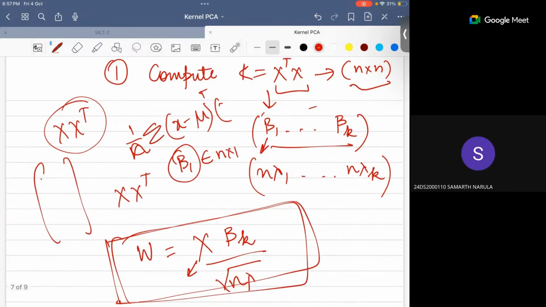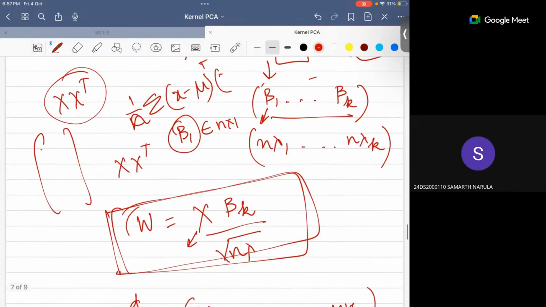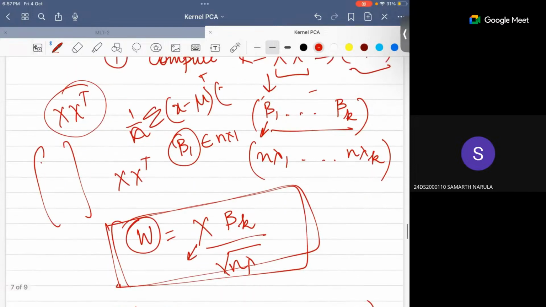Now we have calculated for x transpose, right? What will be the dimension of W? X is d cross n, and beta is n cross one. So d cross n times n cross one gives d cross one. So you are getting d cross one for each eigenvector, right? Okay. Yeah, okay. Thank you.